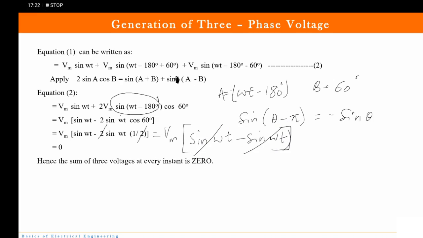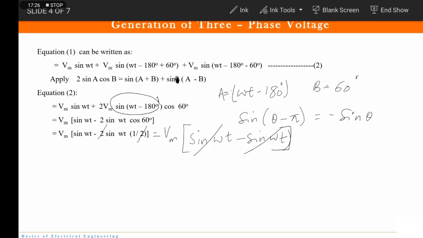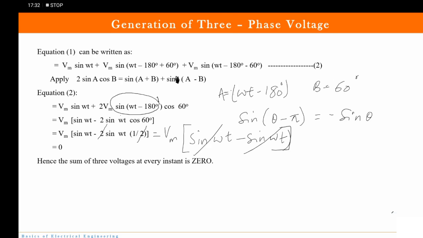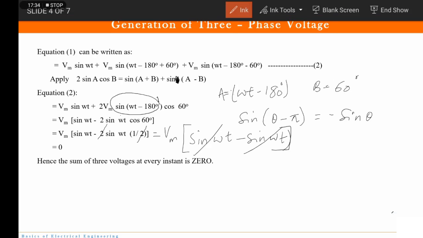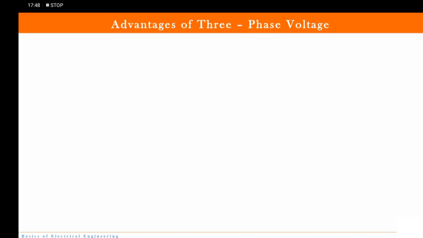So what is the answer? Answer is 0. It means what? The resultant voltage is 0. Right? The resultant is 0. So the sum of 3 voltages at every instant is 0. This is a very important point here: in 3-phase voltage, the sum of 3 voltages at every instant is 0.